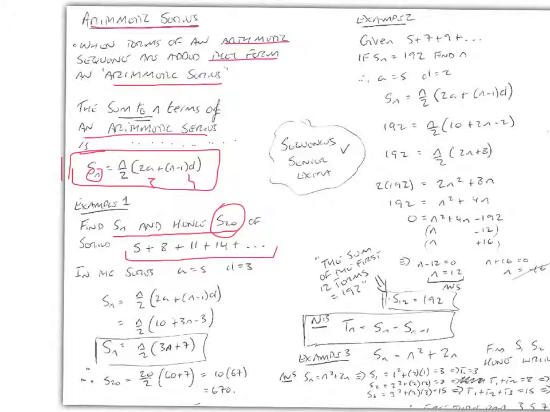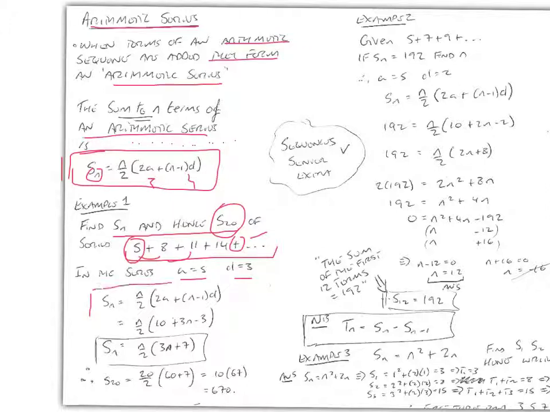Okay, 5 plus 8 plus 11 plus 14. You can see that the plus signs mean it's an arithmetic series, not a sequence. In this series, a is the first term, it's 5, and d is the common difference: 8 minus 5, or 11 minus 8, is 3. So we simply plug in our values to generate our sum to n terms rule.